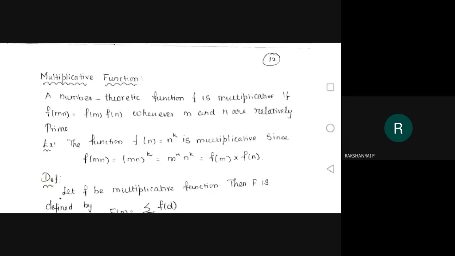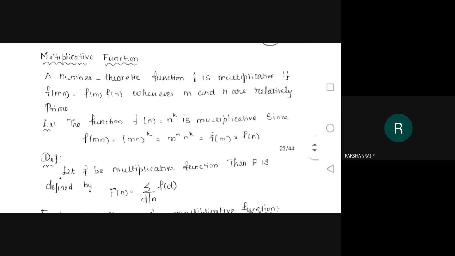Then I introduced the multiplicative function. A number theoretic function f is multiplicative if f of mn is equal to f of m into f of n whenever m and n are relatively prime. So in the continuation of multiplicative function, you studied a definition. Let lowercase f be a multiplicative function, then capital F of n is defined as the summation of f of d, where d is a divisor of the given n.